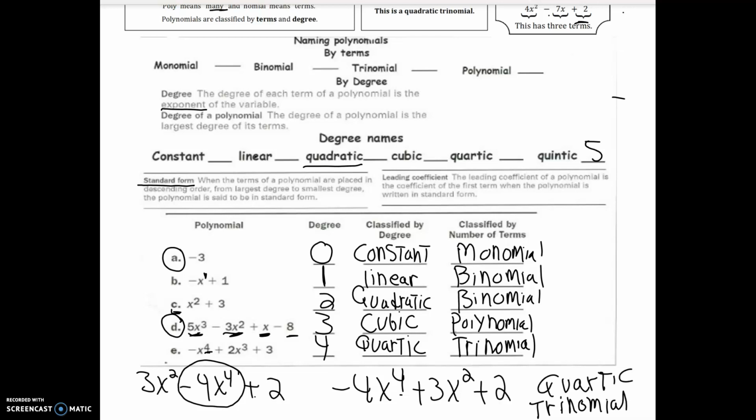What is the leading coefficient in this one? Again, leading coefficient just means what is the first number next to the variable. So in this case, it would be -4.